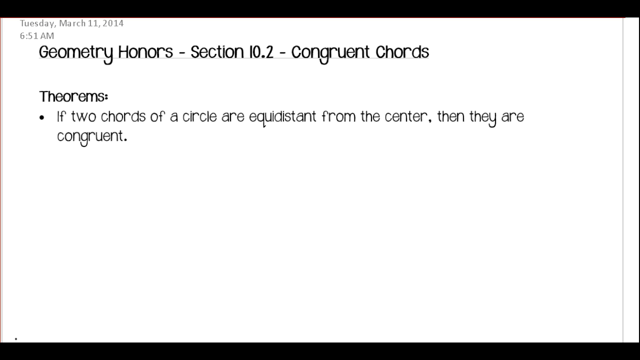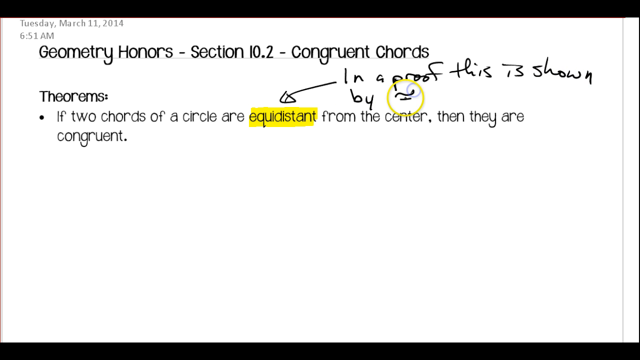So anyway, let's get on to the two theorems of this section. The first one says if two chords of a circle are equidistant from the center, then they are congruent. And remember, when we see this word equidistant, if you remember how we see this in proofs, in a proof, this is shown by congruent segments. So if you see a pair of congruent segments, that's going to indicate to you equidistance. So you're not going to actually see the word equidistance in there.